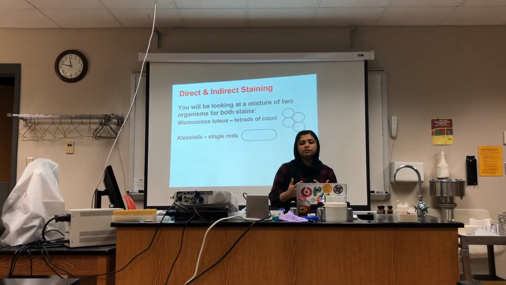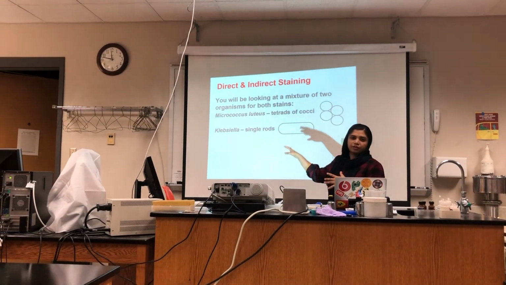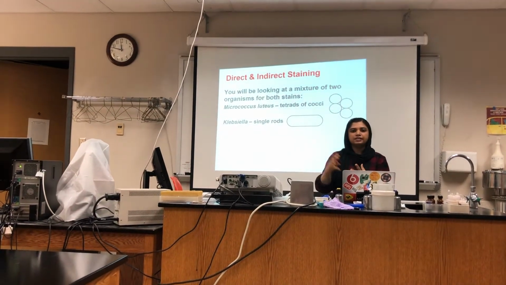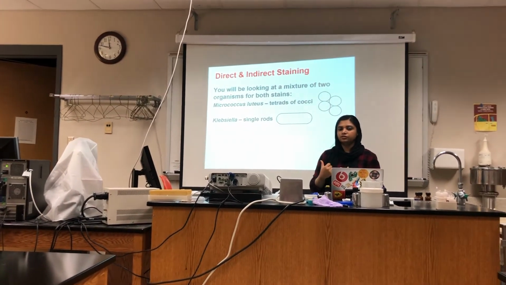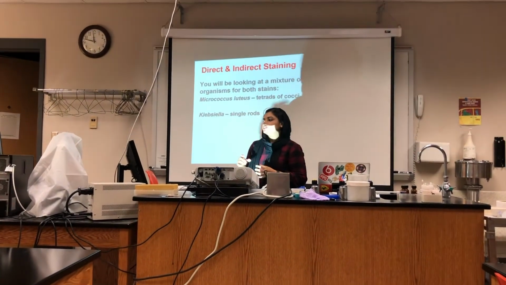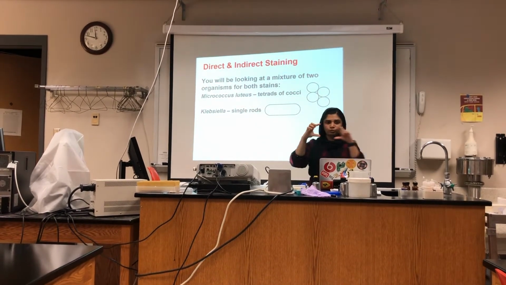For this class we will be using Micrococcus luteus, and it's not the one that we are using right now. We'll be using E. aerogenes. So I'll change that in the slide that you are going to watch in Canvas. There are two types of cells that we are viewing today: tetrads of cocci, which are round shaped, and single rods, which are rod shaped bacteria.